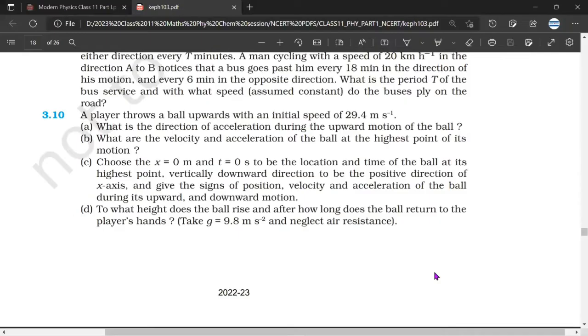So this is all that he is trying to say, that you can use your framework according to the question. To what height does the ball rise, and how long does the ball take to return to the player's hand? And he is asking for g to be 9.8. These are the standard questions that we have done in class 10th also.